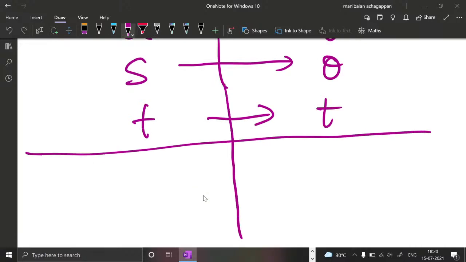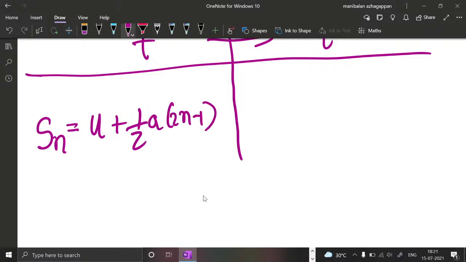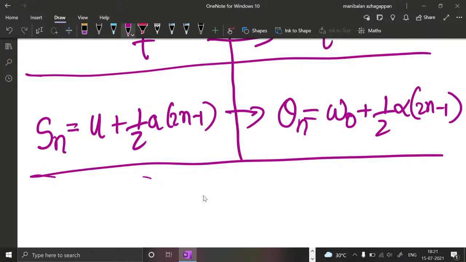So we have given three equations of motion. The fourth equation of motion was already asked in previous year questions, NEET questions also are based on this. Displacement for the nth second is equal to u plus half a times (2n minus 1). It is the displacement for the nth second. It's a very important formula. The same equivalent formula in rotation motion: theta for the nth second, the angular rotation for the nth second, is equal to omega naught plus half times alpha times (2n minus 1).